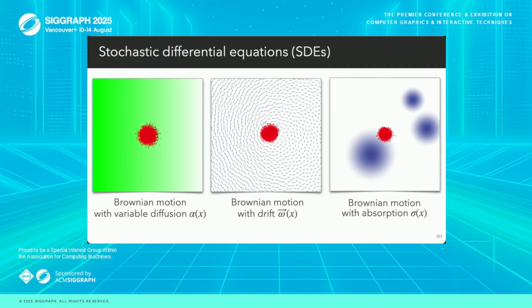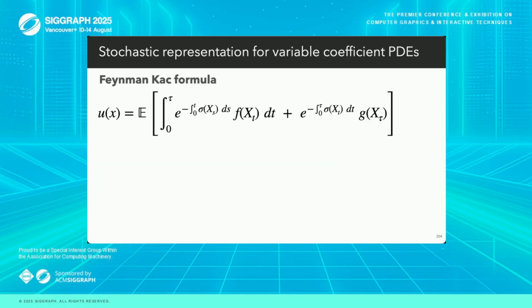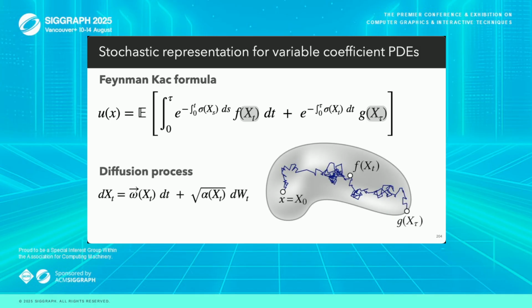Now, it's no coincidence that we use the same symbols, alpha, omega, and sigma, for both our PDEs and our random processes. These perspectives are linked together by the Feynman-Kac formula, which gives the solution to our variable coefficient PDEs as an expectation over many random walks sampled from a general diffusion process. So unlike classical integral expressions, this formula actually handles spatially varying coefficients.